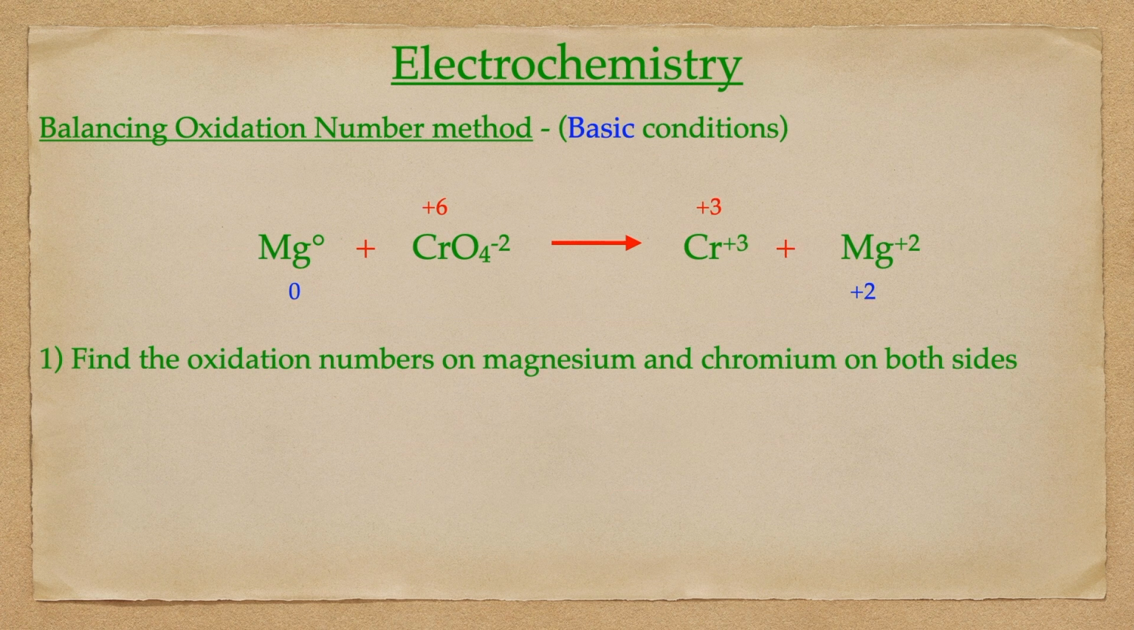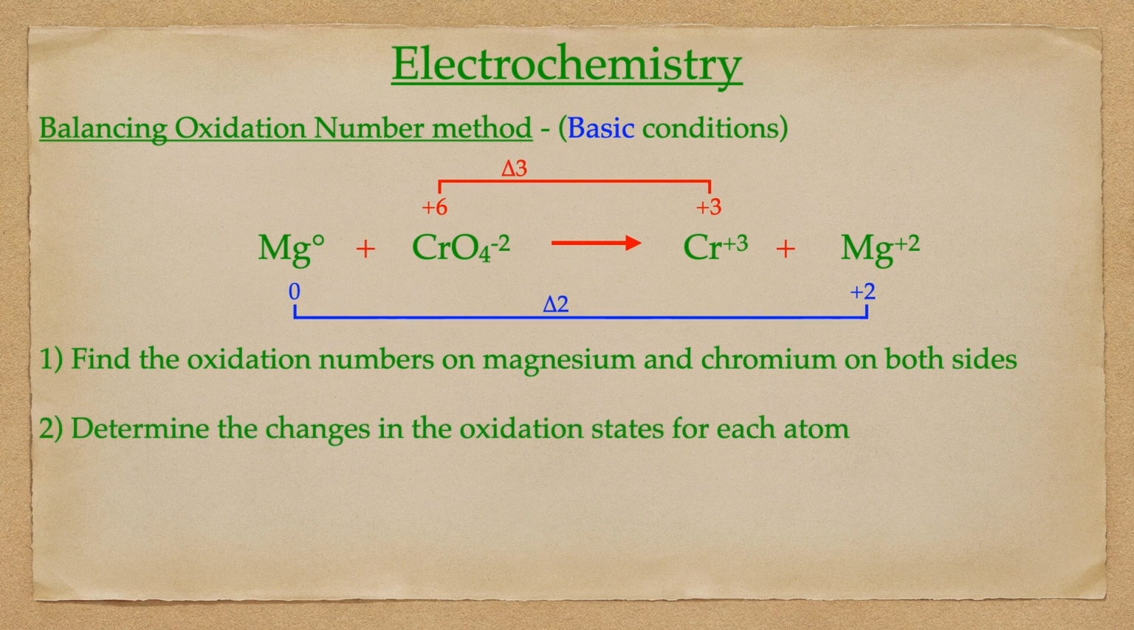In our next example, we will balance by the oxidation number method again, but this time under basic conditions. In the reaction between magnesium metal and chromate ions, first, find the oxidation numbers of magnesium and chromium on both sides of the equation. Magnesium metal 0, magnesium ions 2+. The oxidation number of chromium in chromate is 6+. The oxidation number of chromium 3+ ions is, of course, plus 3.